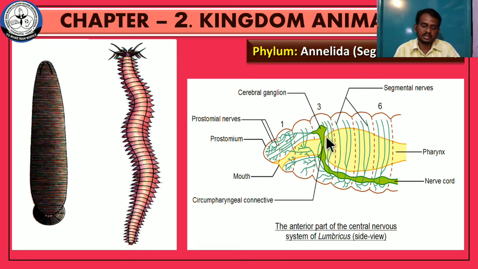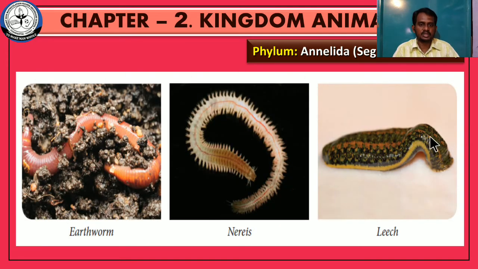This structure we will discuss in chapter number 3. Chapter number 3 la innum detail ah padipom. Okay, and these pictures are given in your textbook. This is a picture of earthworm, this is a picture of nereis, and this is a picture of leech.